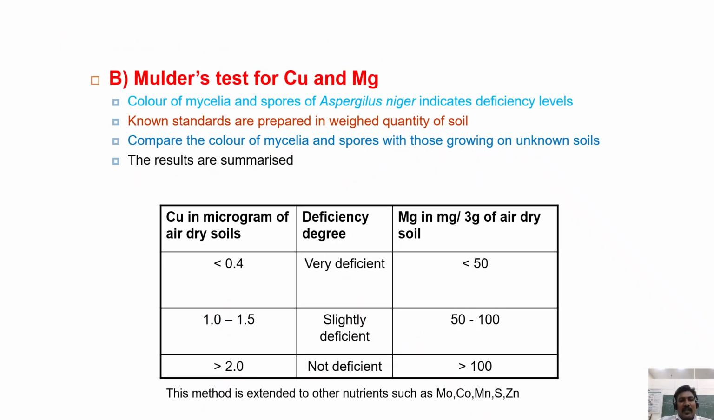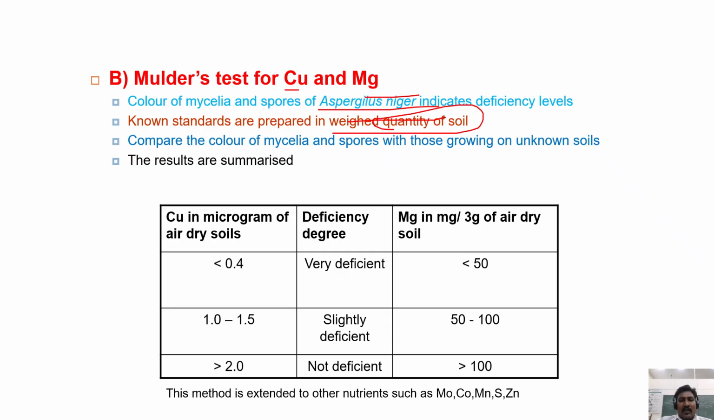The next test is the Mulder test for copper and magnesium. Here the same Aspergillus niger is used. It indicates copper and magnesium deficiency in the soil. Known standards are prepared in weighed quantities of soil based on copper and magnesium. After that, the Aspergillus niger is inoculated in the soil.